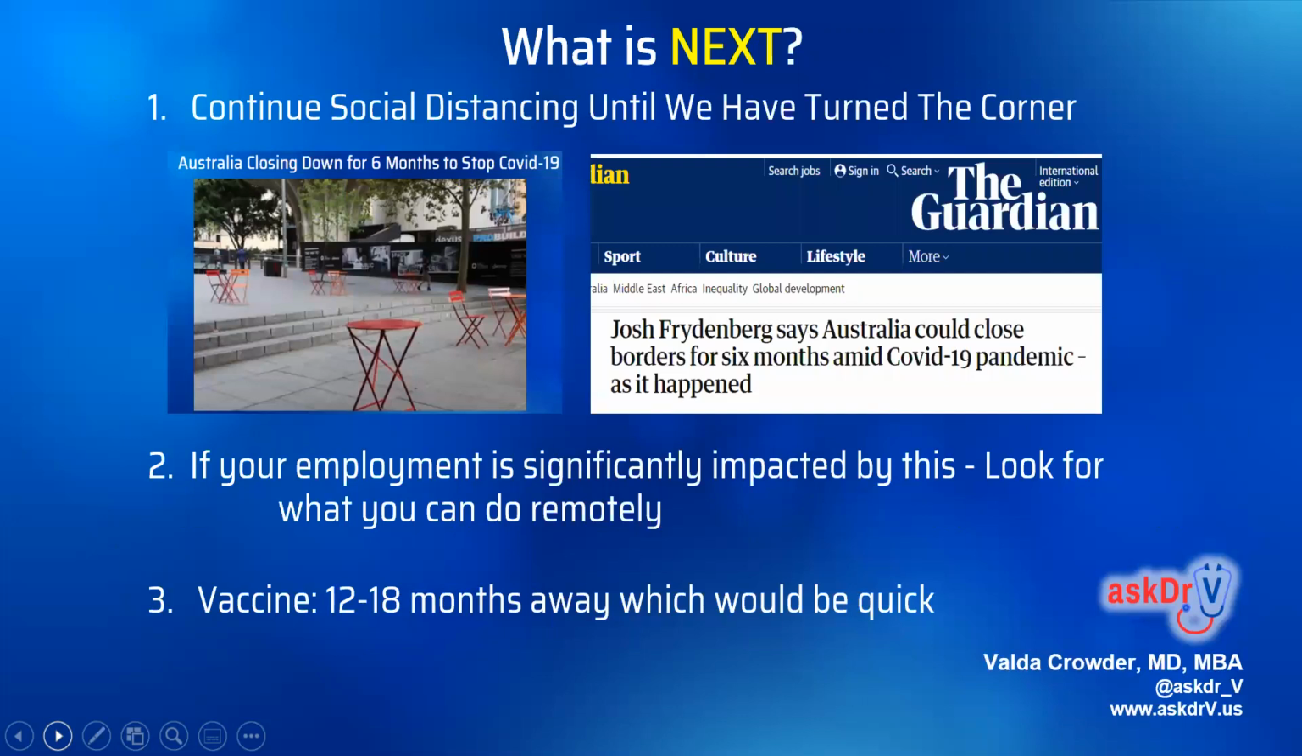If your employment is significantly impacted by this, I would really consider looking at what you can do remotely, or what sort of gig you can get online. A vaccine is about 12 to 18 months away, which would be quick. Once it actually comes out, they'll probably give it to essential workers and then move it on into the general community. But I do think that, if we could get a vaccine in 12 months, that would be great. In the meantime, what they are doing for the patients that are really, really sick are plasma transfusions from folks that have had COVID-19 to help get them over the hump of the disease.